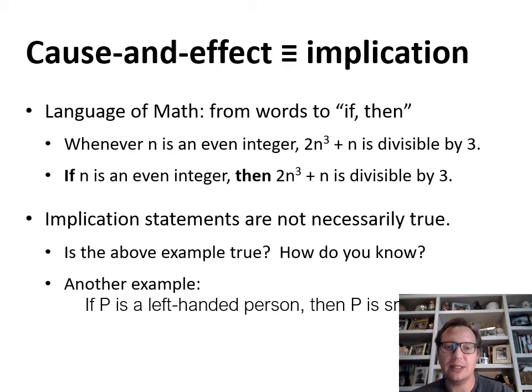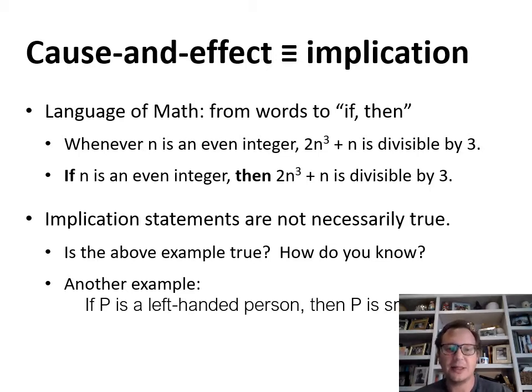And if we translate this into a more formal language of math, we should use these keywords if and then to give it structure. So we say if n is an even integer, then 2n cubed plus n is divisible by 3. And so here we have this implication statement where this part of the sentence on the left, n is an even integer, implies the part of the sentence on the right, which says that 2n cubed plus n is divisible by 3. Now, of course, these implication statements are not necessarily true.